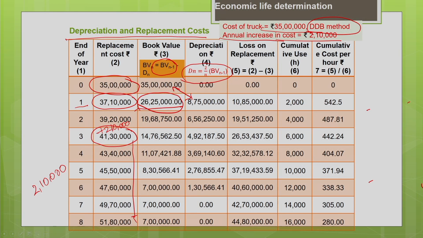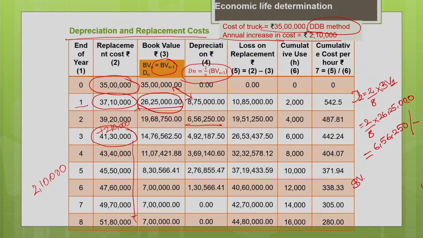Now, let us calculate the depreciation for the second year. Depreciation for the second year is nothing but 2 by n, 2 by 8, into book value at the end of the previous year, the book value at the end of the first year. So, 2 by 8 into book value at the end of the first year, 26,25,000. This gives me the depreciation value for the second year as 6,56,250 rupees. This is the depreciation for the second year.